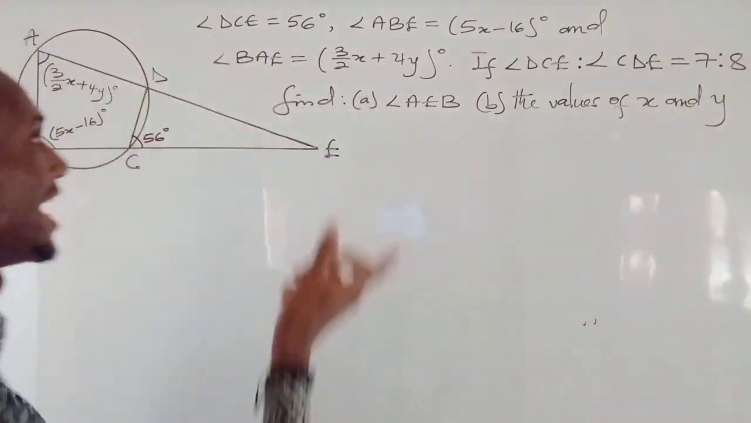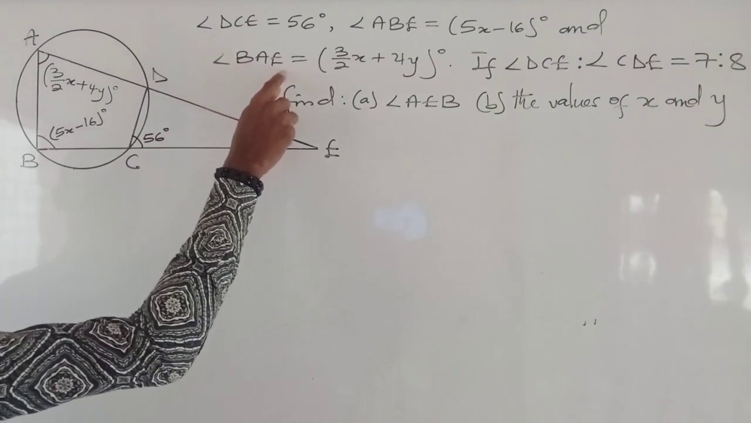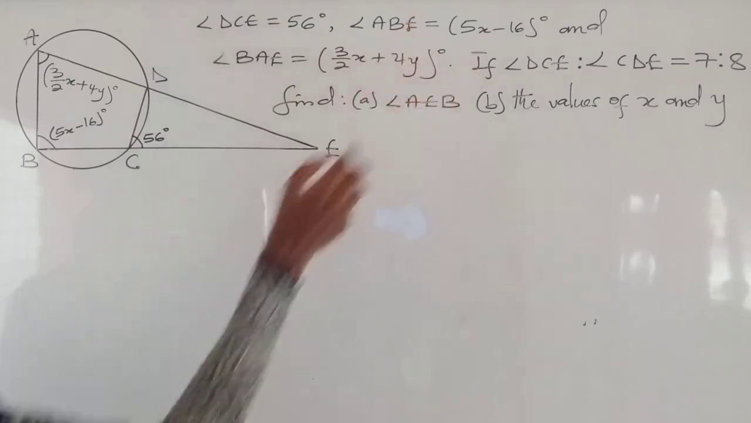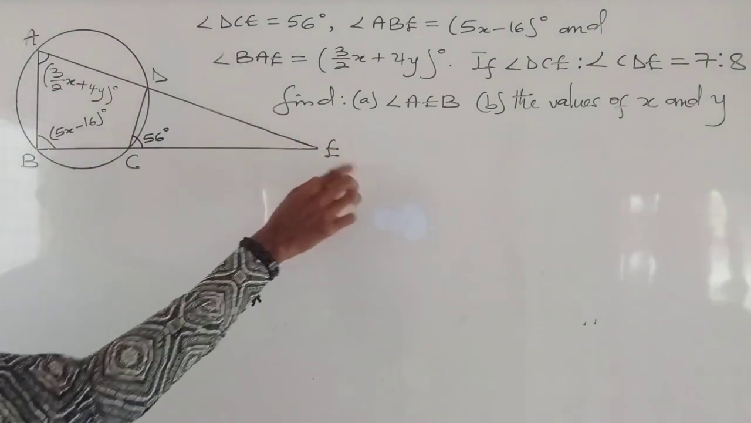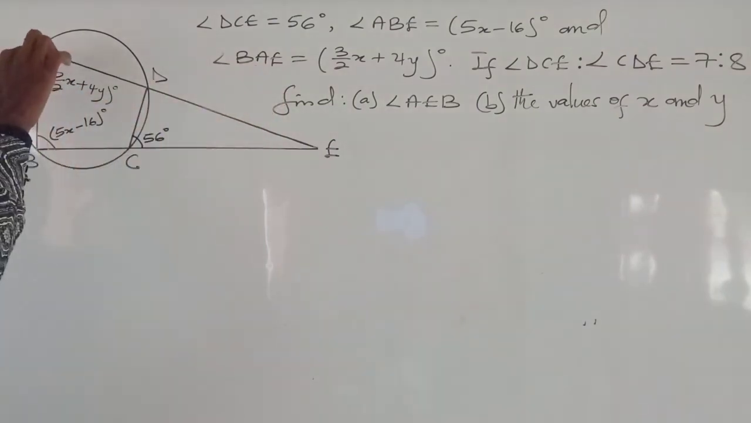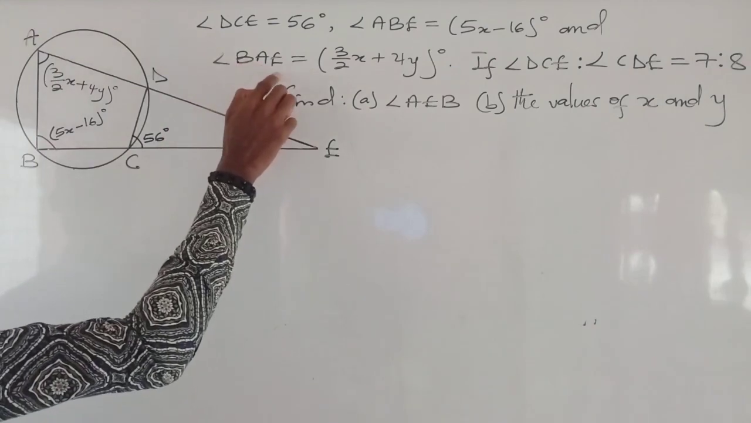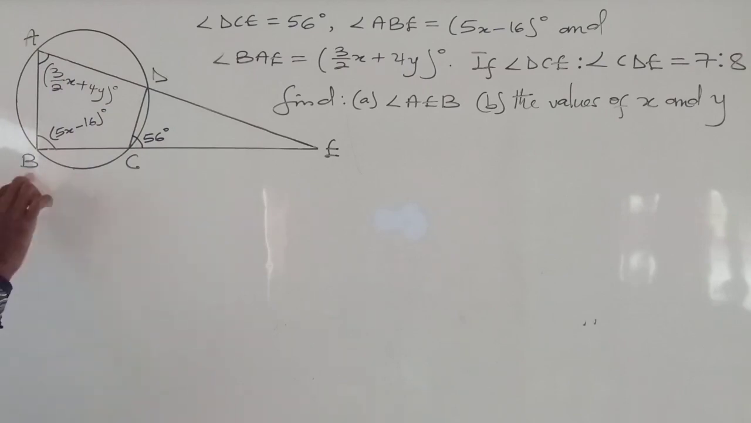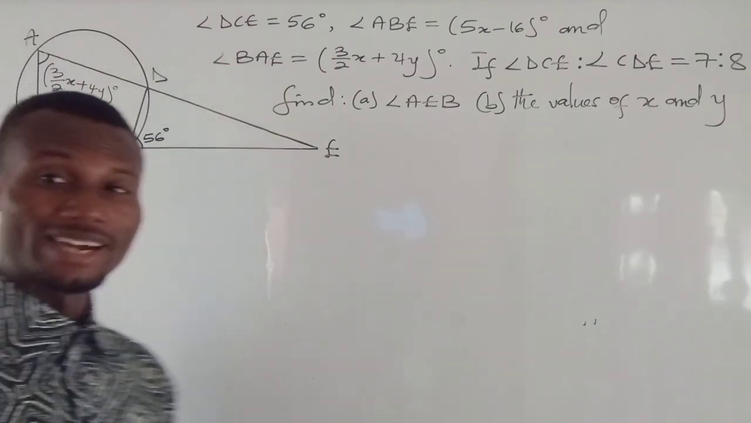So let's proceed and also identify the next angle, which is angle BAE, which is equal to 3/2s plus 4y degrees. Let's look at it from the diagram. Angle BAE is the angle formed on the point A, the angle being formed here. Angle BAE is 3/2s plus 4y degrees. I hope you understand up to this point.